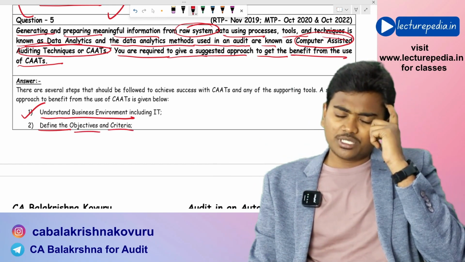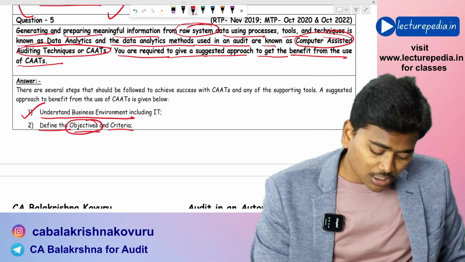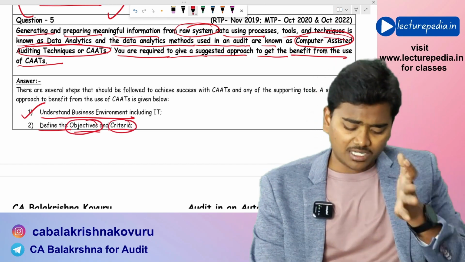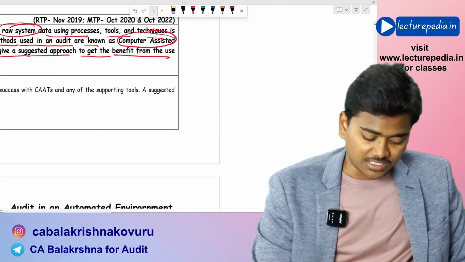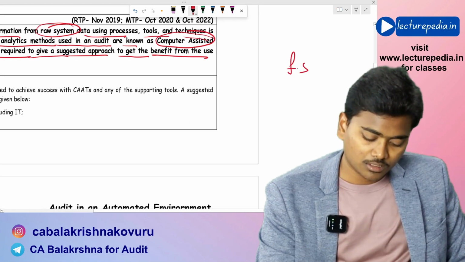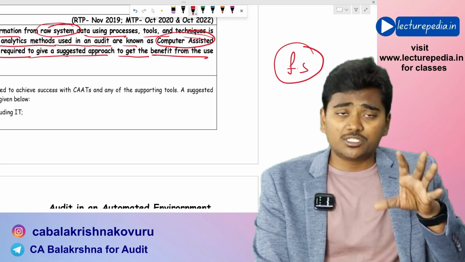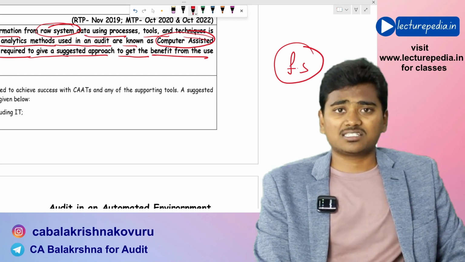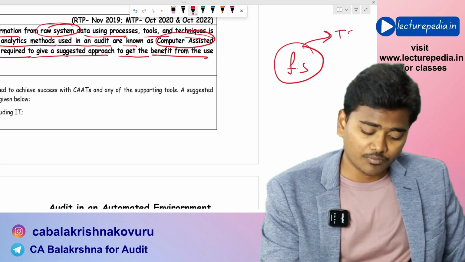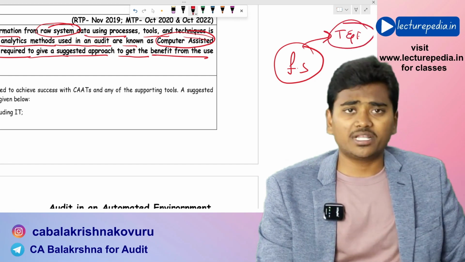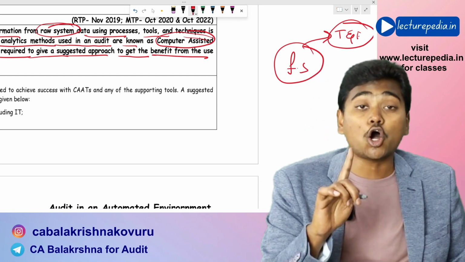See, many students get confused with this objective and criteria. Basically, what is the difference between objective and criteria? Let me tell you with an example. Now, financial statements. The objective of the auditor while auditing these financial statements is to determine whether these financial statements are showing a true and fair view. To obtain reasonable assurance that the financial statements are showing a true and fair view, that is the objective.